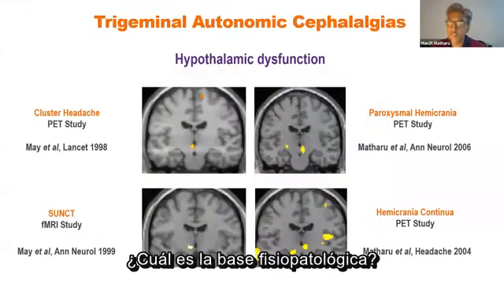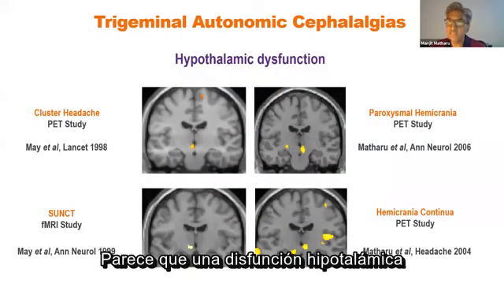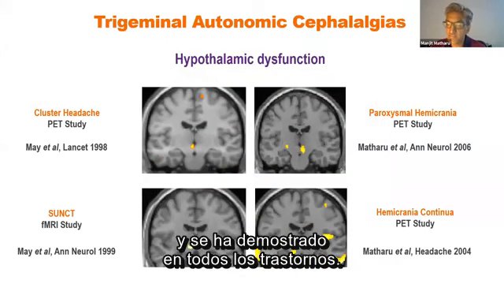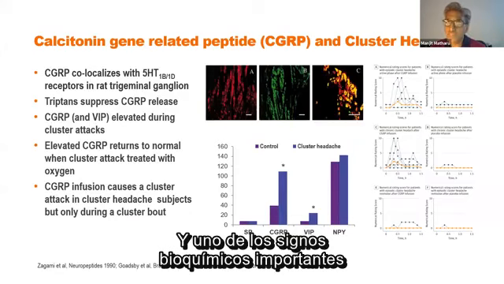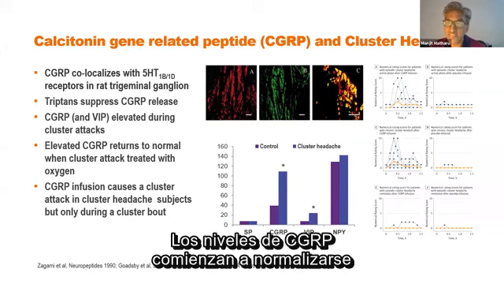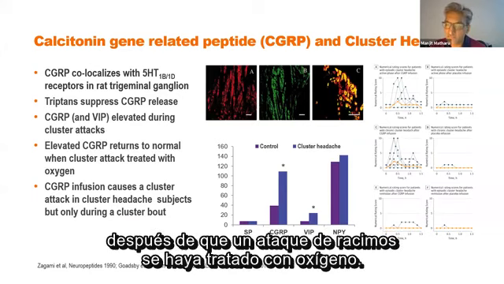What is the pathophysiological basis? It seems that hypothalamic dysfunction is a signature feature, as it has been demonstrated in all of these disorders. And one of the important biochemical signatures is that you get an elevation of CGRP and VIP during the cluster attacks. CGRP levels tend to normalize after the cluster attack has been treated with oxygen.